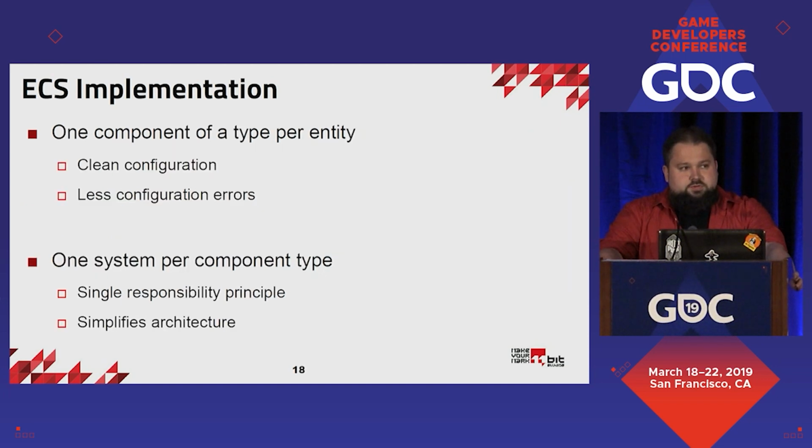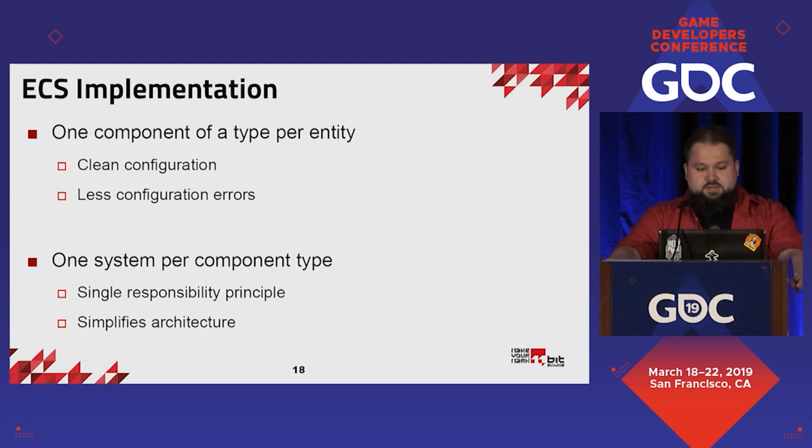We introduced two restrictions to the system. We've decided that only one component of a type can occur inside one entity, which helped us to keep the configuration clean and was less error prone than the approach where you can put many components of the same type on an entity. So the designer would be warned, or even would be forbidden to put more than one component of the same type on entity.